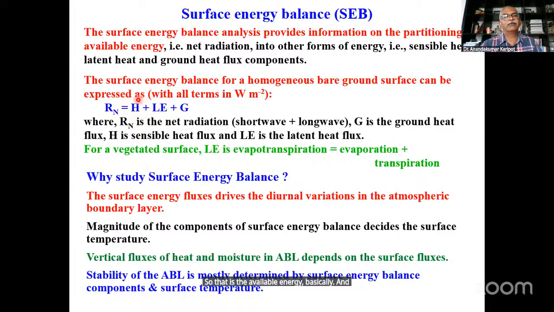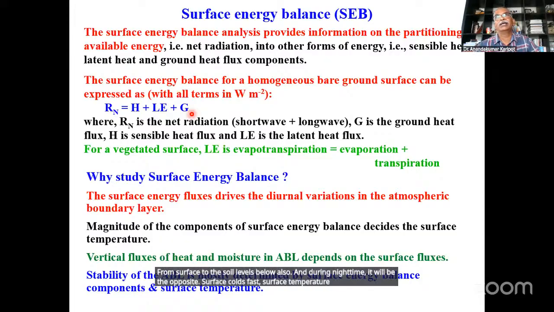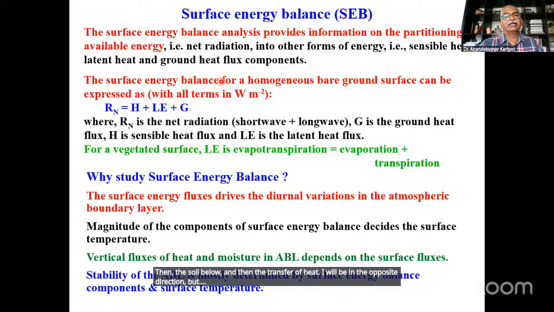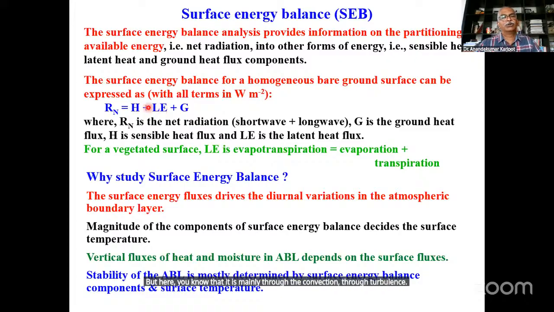And how much of that is converted into sensible heat, how much into latent heat, and a small part of it goes into the soil also. If the surface is getting heated, the soil below will be at a cooler temperature, so there is a gradient in temperature and there will be conduction. The heat will be conducted from the surface to the soil levels below. During night time, it will be the opposite. The surface cools fast, the surface temperature can be cooler than the soil below, and then the transfer of heat will be in the opposite direction. The ground heat flux is through conduction, but the other fluxes here are mainly through convection, through turbulence. So the question is how the net radiation is partitioned into the other forms of energy.